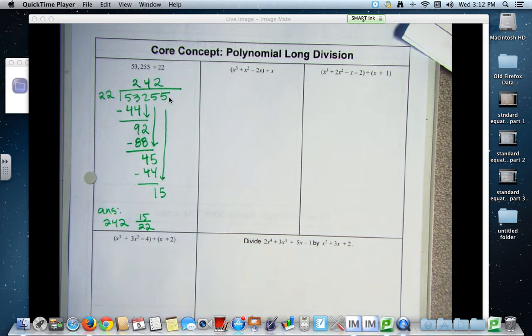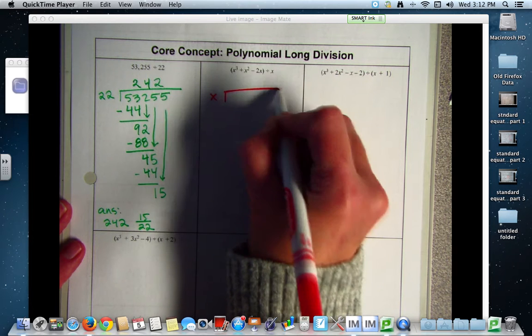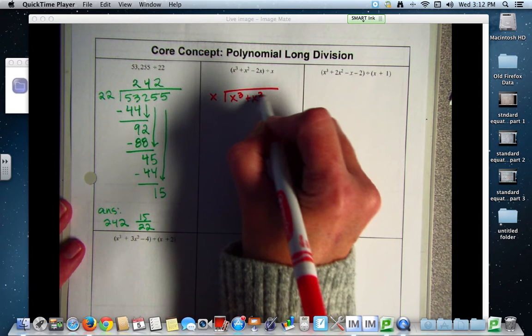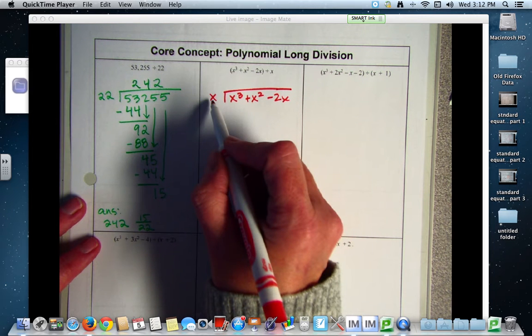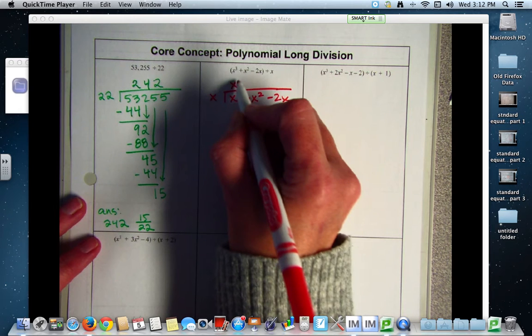Our next problem is x cubed plus x squared minus 2x divided by x. Write it out the same way. x cubed plus x squared minus 2x. X goes into x cubed. How many times? So what times x is going to give us x cubed? It will be x squared.